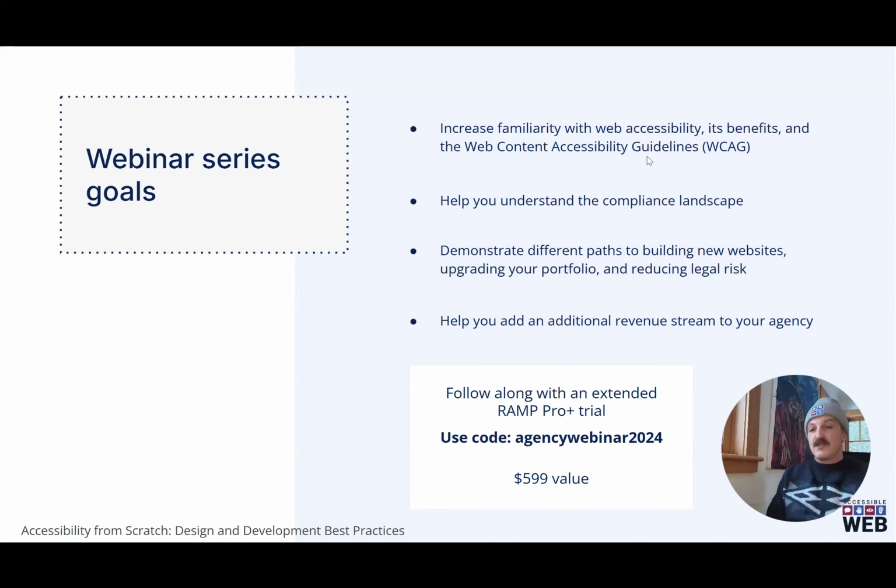So making sure folks understand which laws apply to them, and then demonstrating different paths to use RAMP, use our services in order to upgrade your accessibility across your whole portfolio and with the new websites you're building, and give this an opportunity to bring on new clients. And then most importantly, we want to help you to add an additional revenue stream for your agency. So Accessible Web is set up to help you build a new revenue channel.